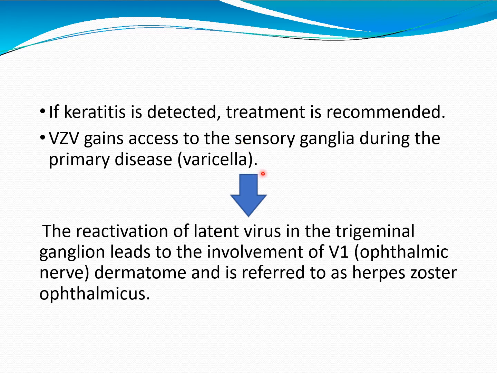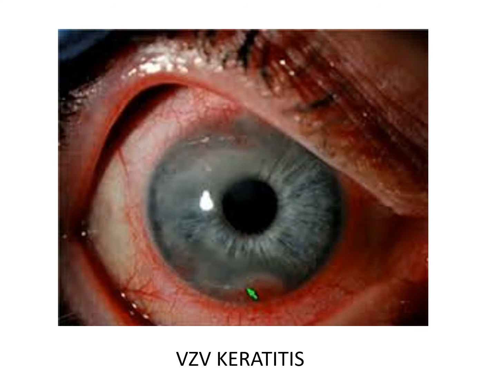Varicella zoster virus gains access to the sensory ganglia during the primary disease, which is also known as varicella. The reactivation of the latent virus in the trigeminal ganglion leads to involvement of the ophthalmic division of the trigeminal nerve and is referred to as herpes zoster ophthalmicus. This image shows the corneal involvement in varicella zoster virus.